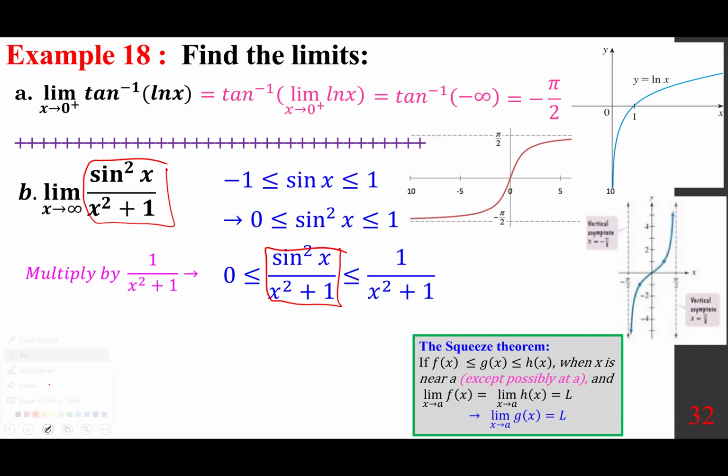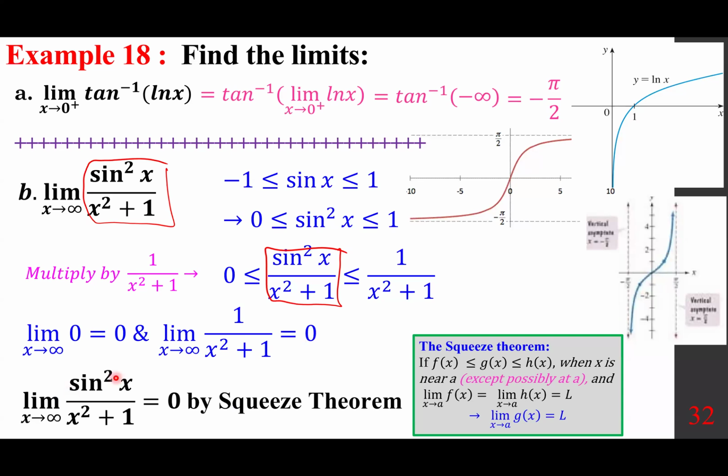So we are going to take a limit of this as x approaches infinity and this one. Obviously, both of them give you 0. The limit of 0 as x approaches any number is 0. And this one, when x goes to infinity, 1 over infinity is 0. Because both of them give us the same answer, 0, the middle one should give us the same answer by the squeeze theorem. Therefore, the limit of sine squared x over x squared plus 1 as x approaches infinity must be 0 by squeeze theorem.